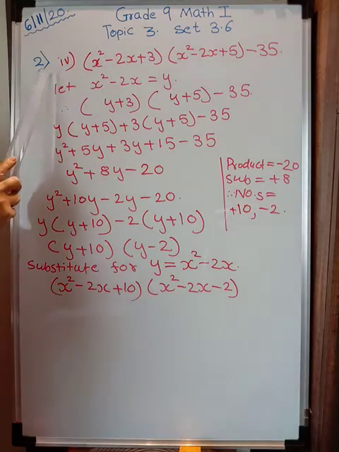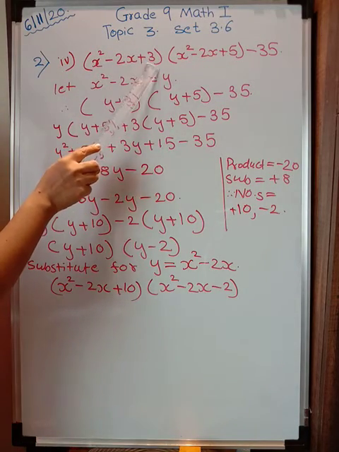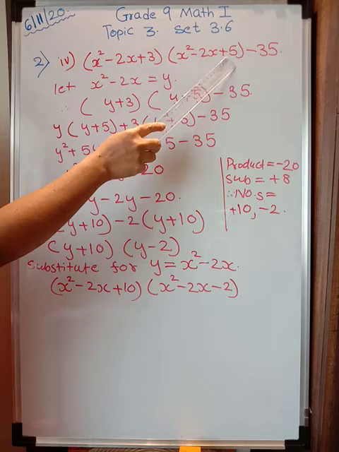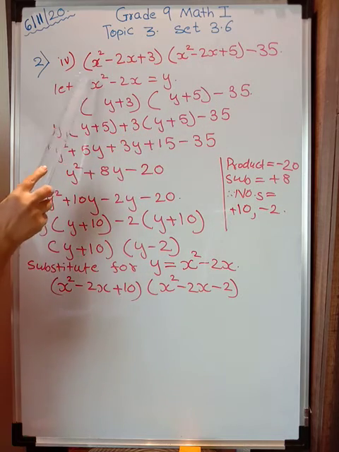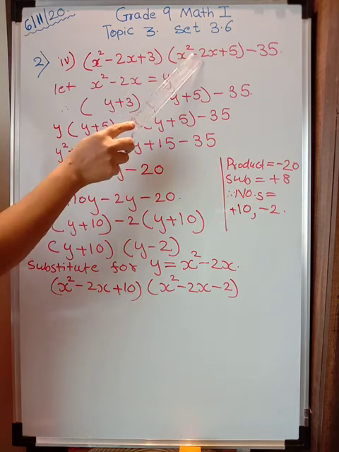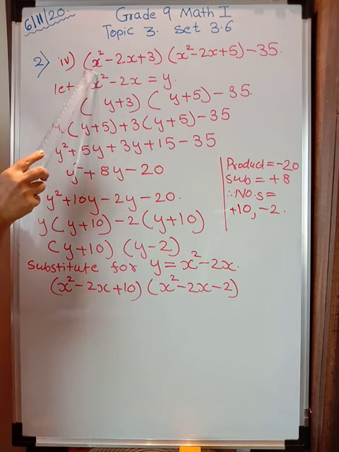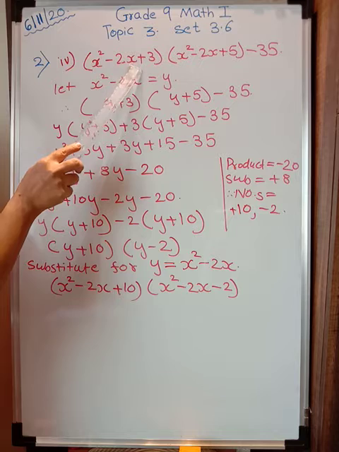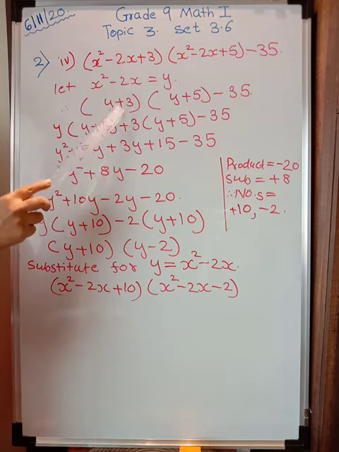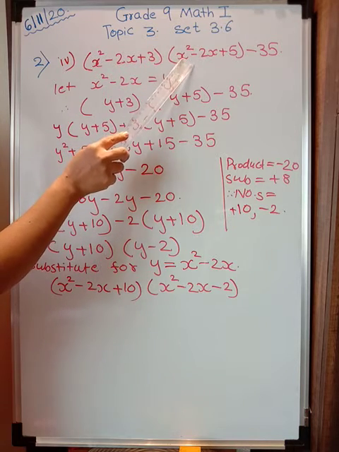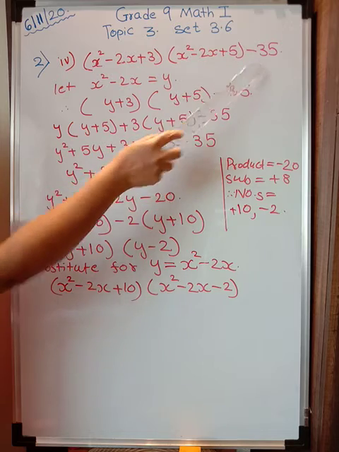Now let's see the fourth problem. x square minus 2x plus 3 and x square minus 2x plus 5 minus 35. You can see x square minus 2x is common in these two brackets. So let this be equal to y. So substituting y for x square minus 2x, what do I get? y plus 3 into y plus 5 minus 35.